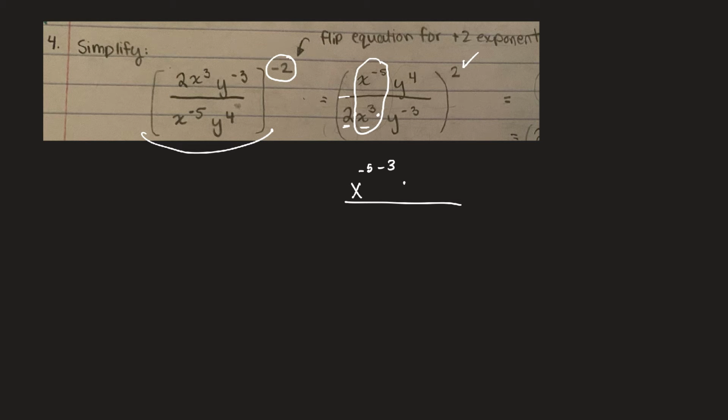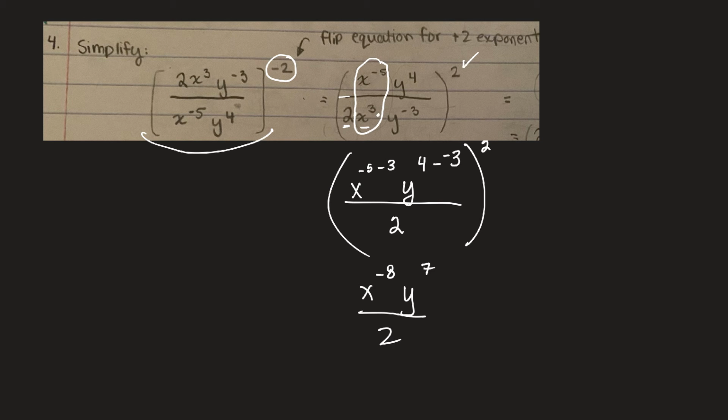And then with the y's, it'd be y to the 4, take away a -3, and then I have a 2 on the bottom, squared. Okay, so that would give me x to the -8, y to the +7, all over 2 squared.